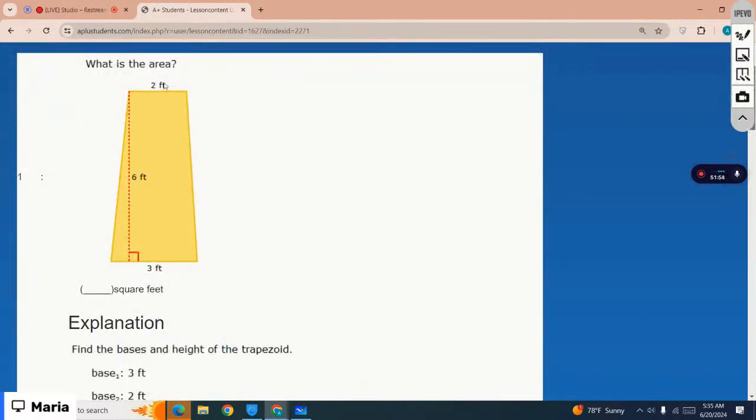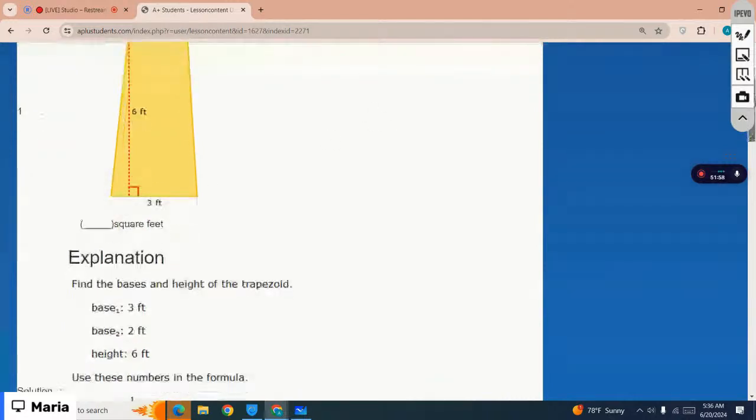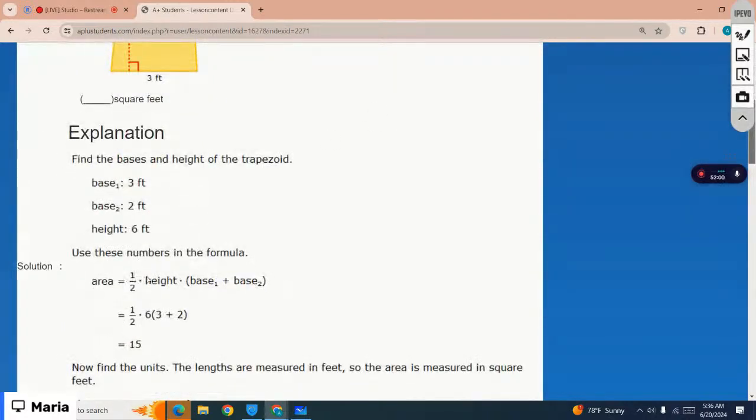So this is base 1 and this is base 2 and you are given the height. So the area of the trapezoid is half times height times the sum of both the bases, right? So the bases are 6 plus 3 plus 2, that is 5, 5 times 6 is 30, and 30 divided by 2 is 15. So the correct option is 15.